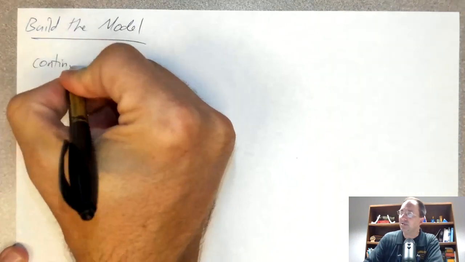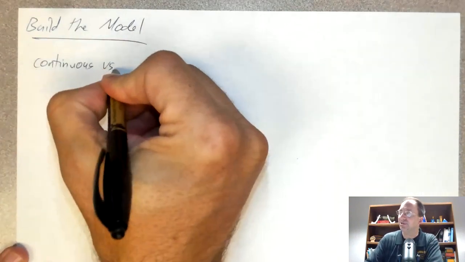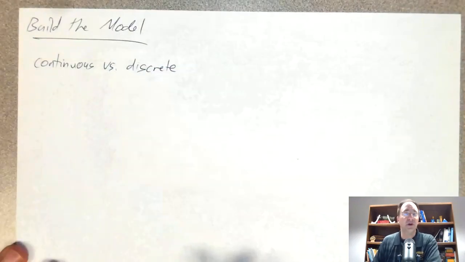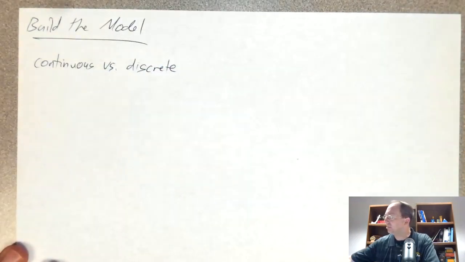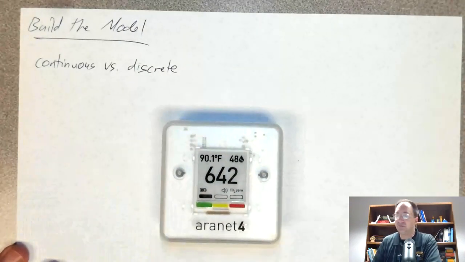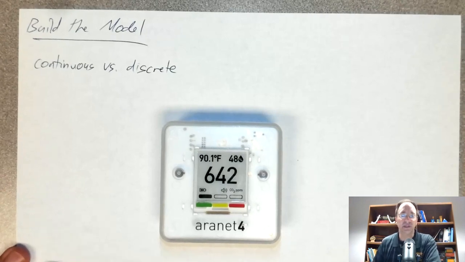The first terminology is continuous versus discrete. Most variables can be categorized in one of these two areas. Just to give an example, take a carbon dioxide level in a room. What's interesting about that is it's changing continuously over time, but this sensor only records it once every 5 minutes. So it's a discrete data set, but the variable itself is continuous.